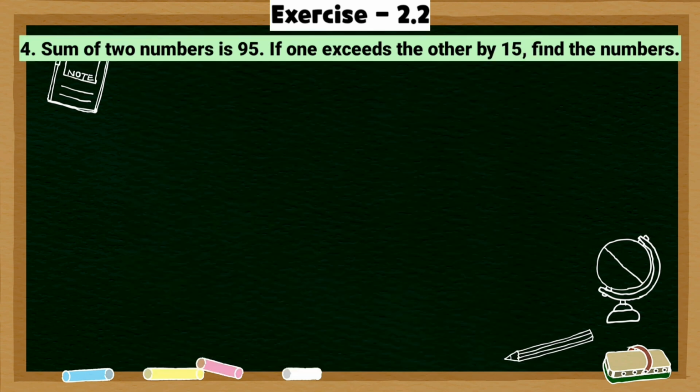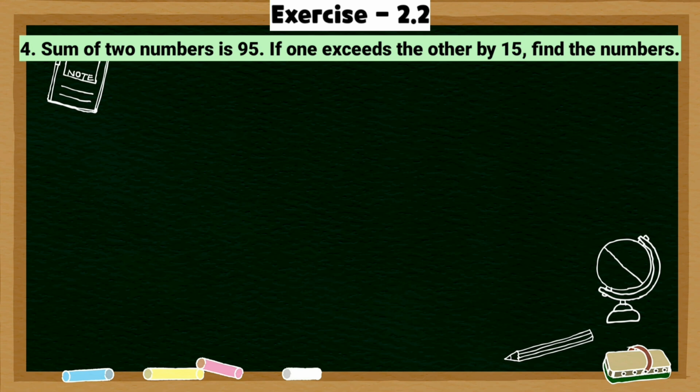Question 4 is given. Sum of two numbers is 95. If one exceeds the other by 15, find the numbers. आपको बोला गया है दो नंबर का सम 95 है. अगर एक नंबर दूसरे नंबर से 15 ज़्यादा है तो दोनों नंबर्स को फाइंड करो.